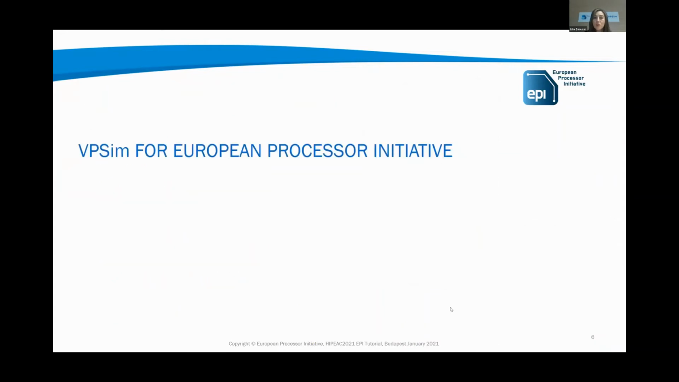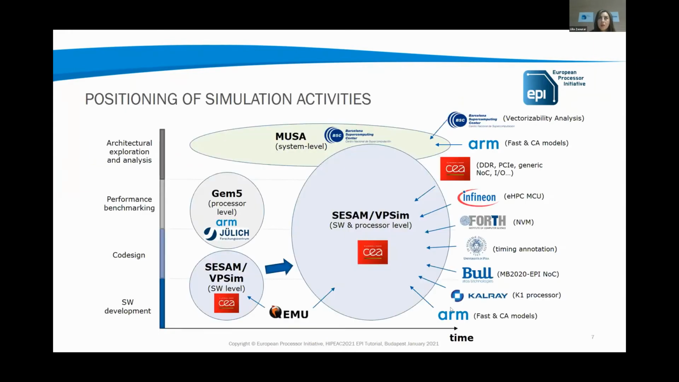Of course, simulation tools are a must-have in a project like EPI. The figure here depicts the 3 different simulator tools that we used in the project. Each of them is at a different level, from architectural exploration and analysis to software development. We have MUSA, which is a system-level simulator developed by Barcelona Supercomputing Center. GEM5, a precise and well-known simulator from ARM. And VPSim, which is used by various project partners because it covers different levels and needs.